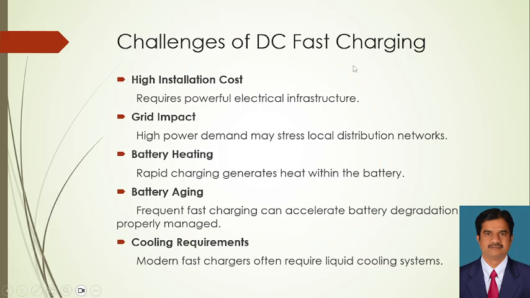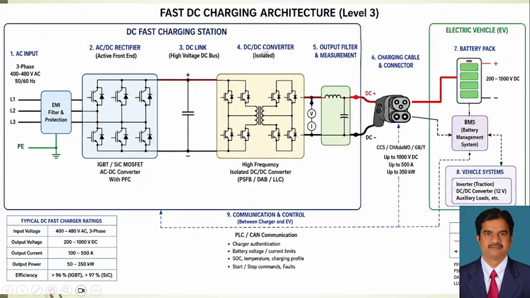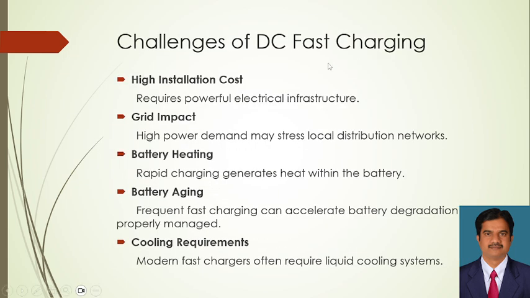Challenges of DC fast charging: high installation cost, because the components or devices required in this DC fast charger are more. In level 1 and level 2 we did not need so many components, so the cost was lower. In DC fast charging there are many different circuits we are using inside the charging station to convert AC to DC. That's why the installation cost is high. Grid impact: high power demand may stress the local distribution network.